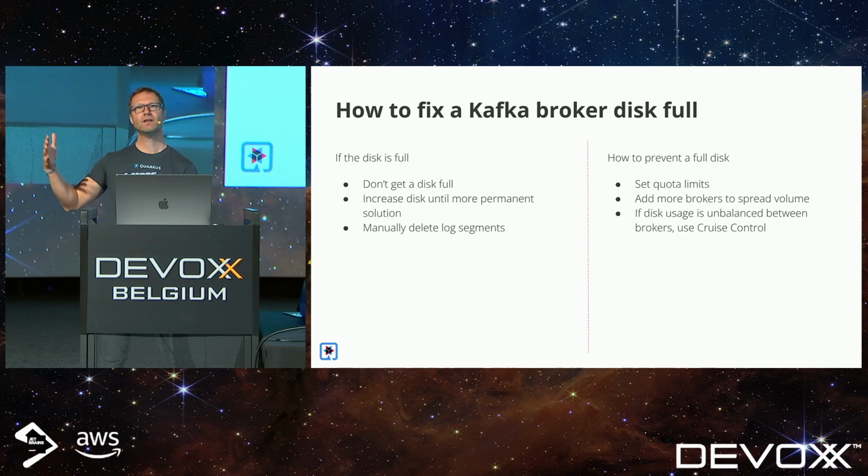Again, to prevent it, go to the alert, but also have a quota mechanism that will start to slow down the production of messages or even stop them before you reach the effective file system to full problem. So that's the quota I was describing before.